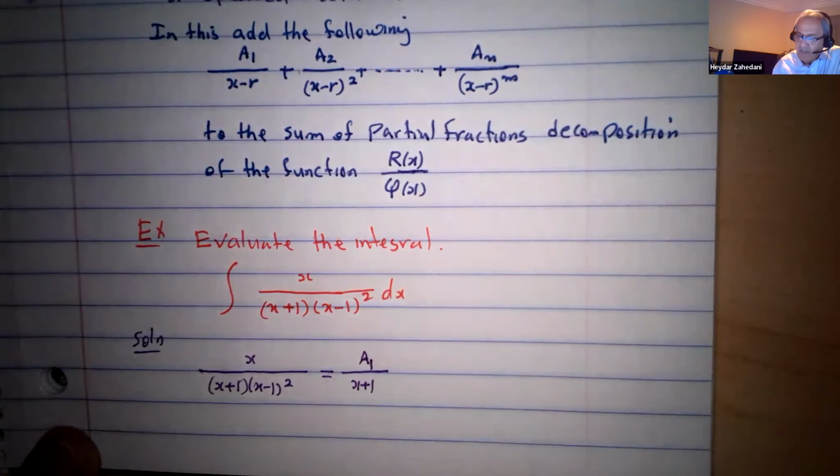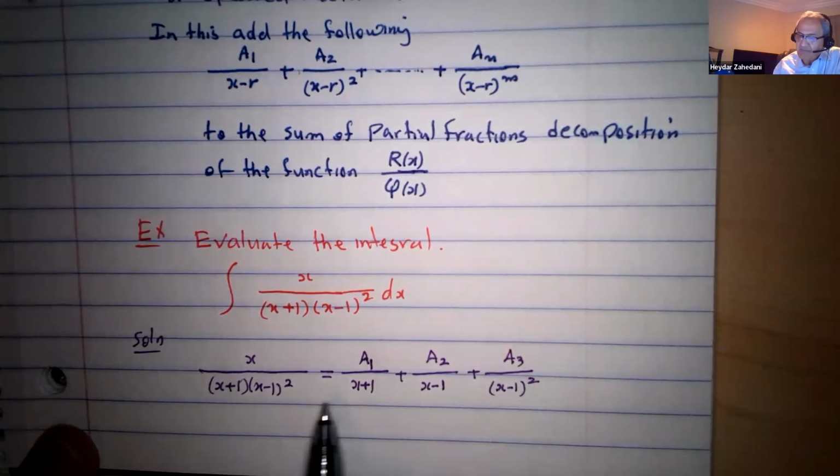Again, a3. So you have to go up to the square here. So I stop here. If it was something to the 4, I have to have x minus 1, x minus 1 squared, x minus 1 to the third, then x minus 1. Okay, so you have to cover it. You have 3 factors, so 1, 2, 3.